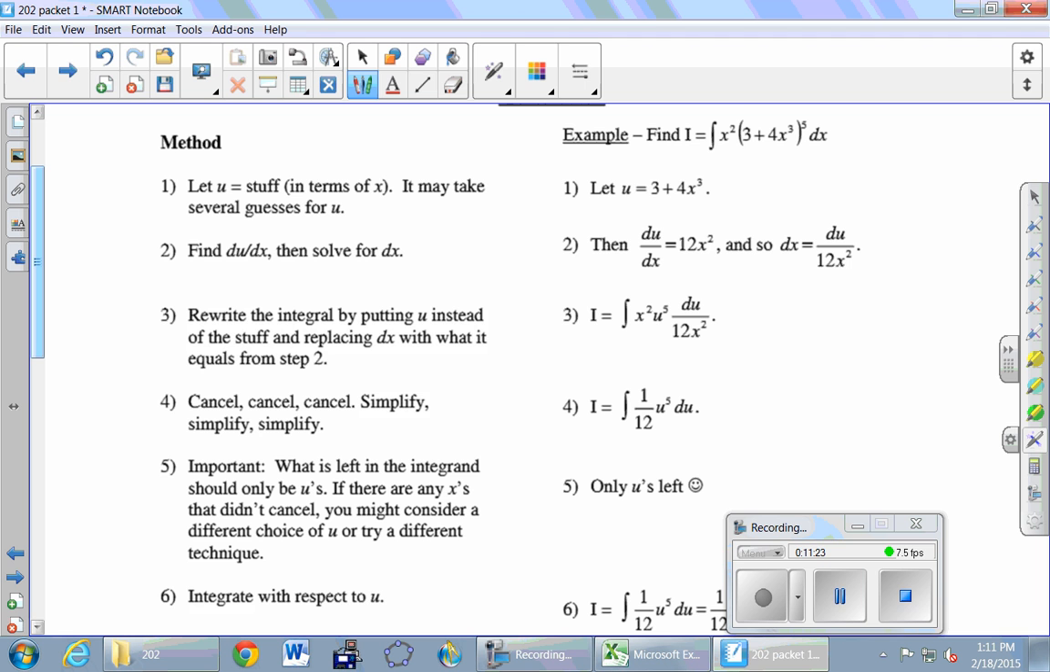On the first example, it was cosine of 5x, right? And that 5x was inside. So with the inside piece here, it is this 3 plus 4x cubed. What is it inside? It's inside of a 5th power. So that's a natural choice to make. So we let U equal just the stuff on the inside, not the 5, just the stuff on the inside.